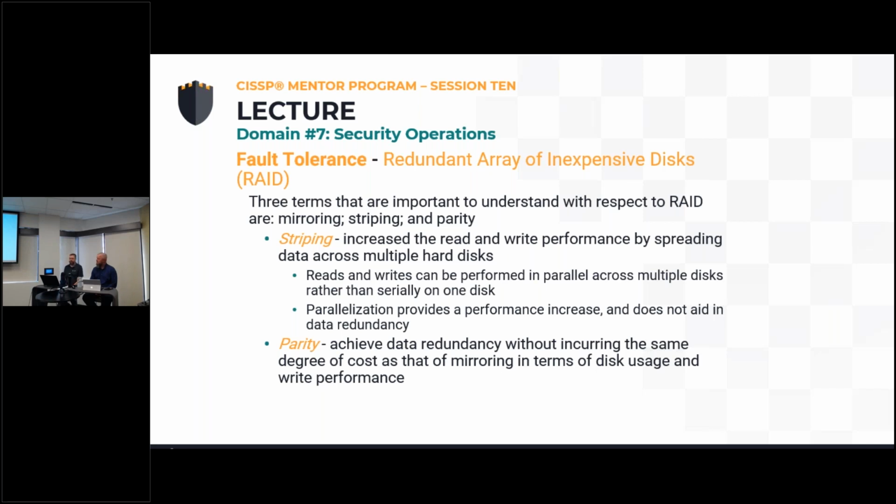So striping increases read and write performance, spreading data across multiple hard drives. You can perform those in parallel as opposed to serially. Yeah, I think that's right. And then parity is achieving that redundancy, so we don't have that whole lost drive.